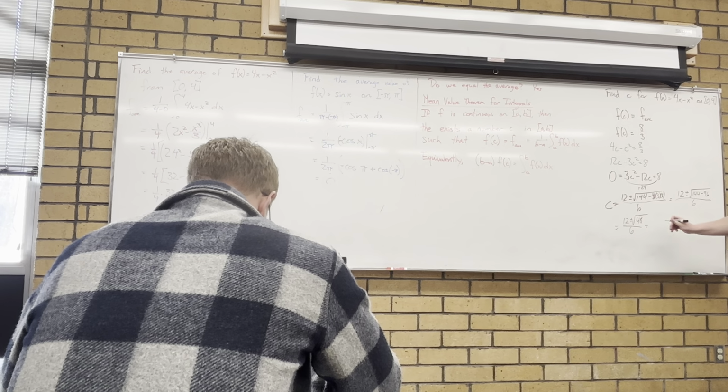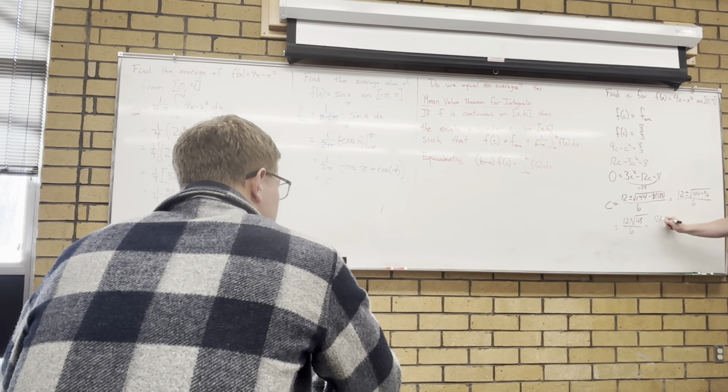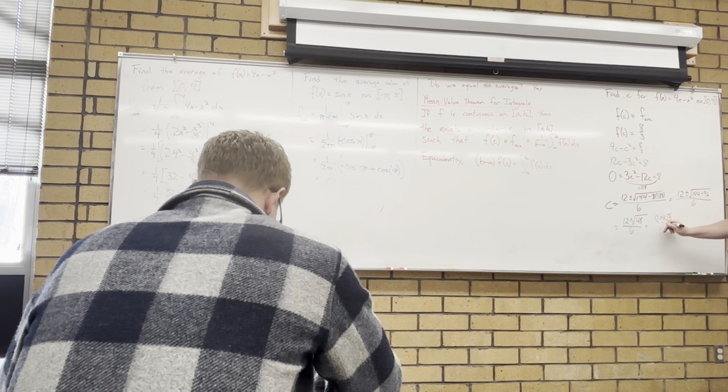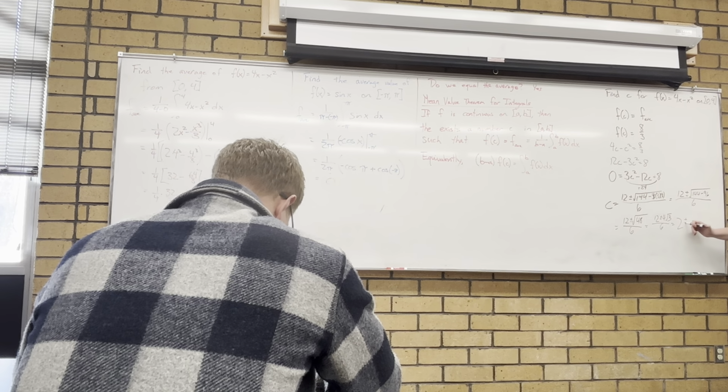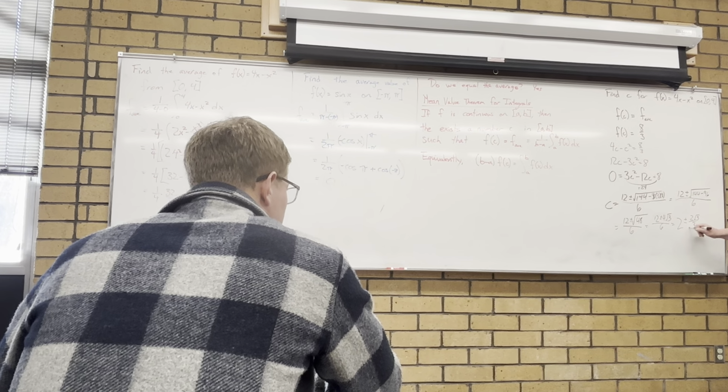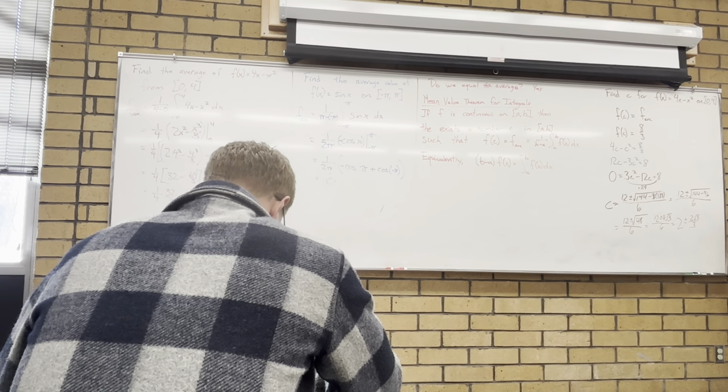Okay. 16 is a perfect square factor of 48, so we'll have 4 root 3 over 6. I don't know, how do you want to break this down? We could do 2 plus or minus 2 root 3 over 3, I mean, that would be one way to simplify that.